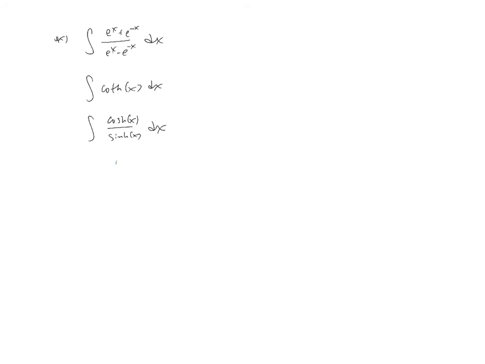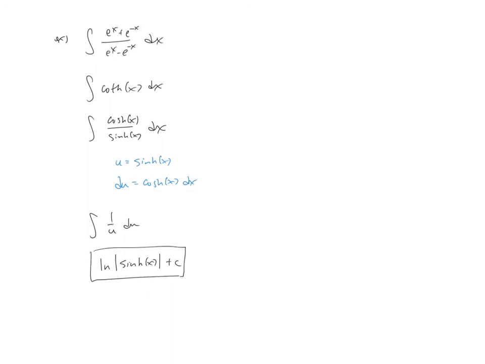And now we're ready for a u sub. If u equals that sinh of x, our du is going to be cosh of x dx. And the integral is quite simple. A 1 over u du, which turns into the natural log of the absolute value of u, and u is sinh of x. And we don't want to forget our plus c. Okay, so this is a perfectly reasonable answer.